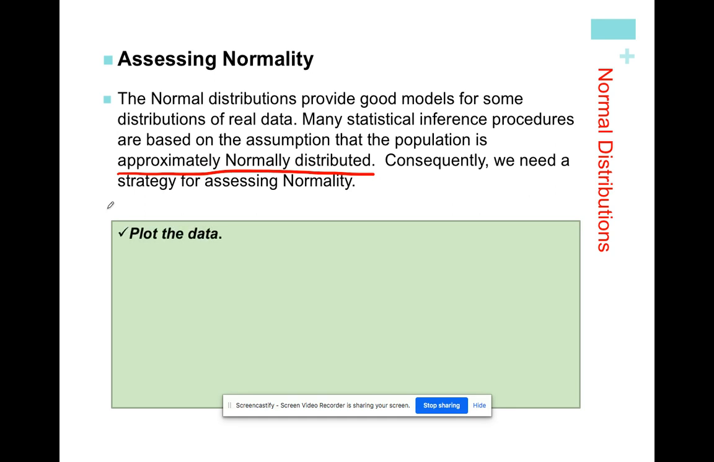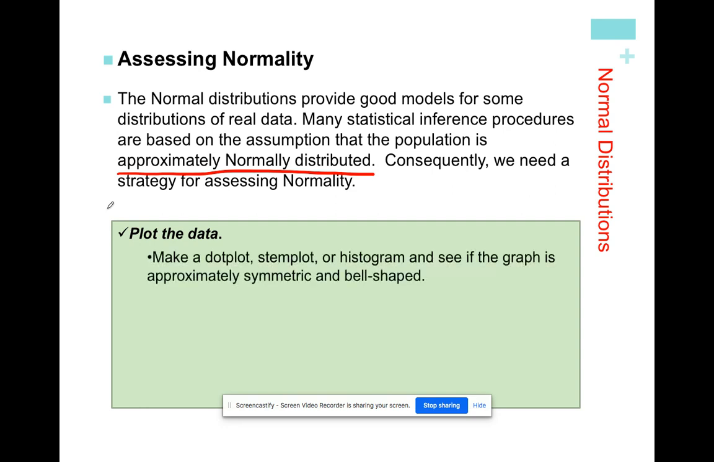So one way we can do that is by plotting the data. You can make a dot plot or a histogram or a stem plot. You do want to be careful with box plots. Box plots are a good way to check for outliers relatively quickly, and they can even show us skewness, but normality can't be seen.